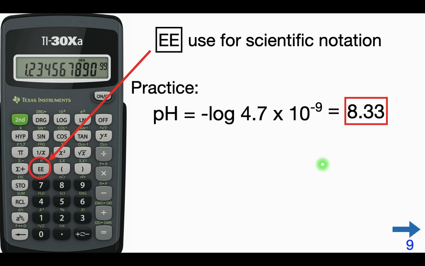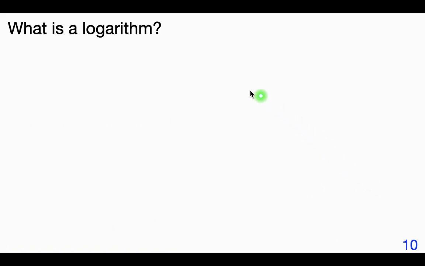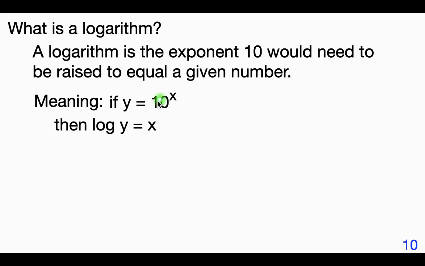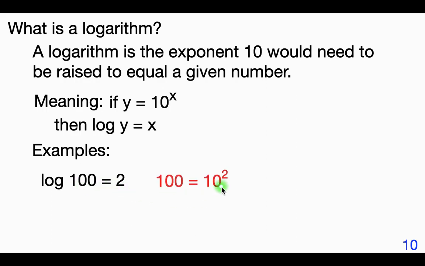Okay, now what is a logarithm? A logarithm is the exponent 10 would need to be raised to equal a given number. Meaning, if y is equal to 10 to the x, then if we were to take the logarithm of y, it would equal x, x being the number that 10 would need to be raised to give us y. All right, now let's look at a couple of real examples. Take the logarithm of 100, it would equal 2, meaning that we would need to raise 10 to the second power to give us 100.